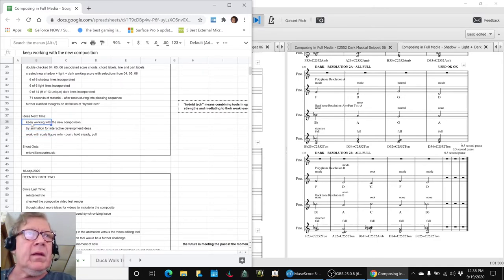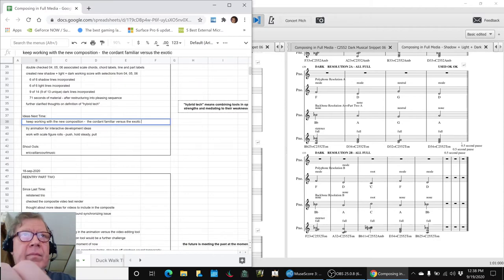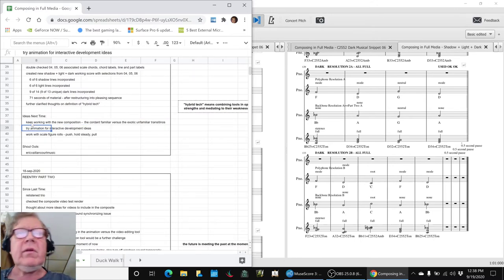Right up here, I guess in particular, is the cordant familiar versus the exotic unfamiliar transitions. Something about that could be worked with.